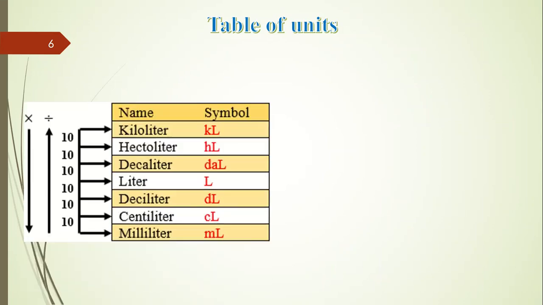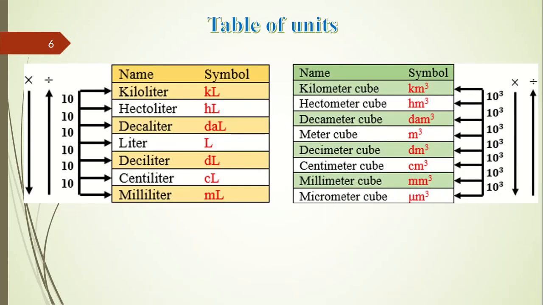Table of units. As we can see, we have two tables, one in liter and the second in meter cube. And as we can see, if you are going downward, we have to multiply. If you are going upward, we have to divide in the two tables. Okay? And for the first table, between each unit, we have to divide or multiply by 10. In the second table, between each unit, we have to multiply or divide by 10 power 3. 10 power 3 means 1000.